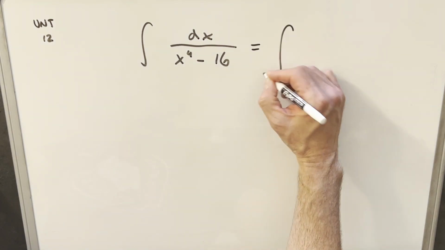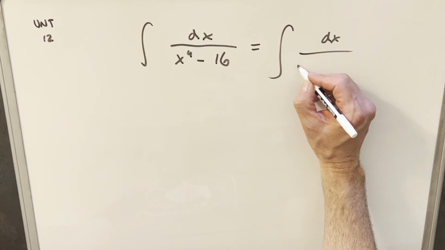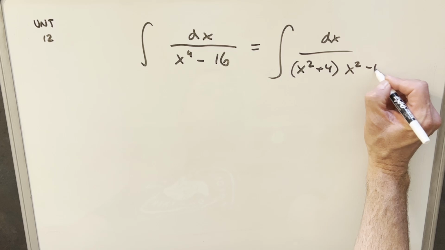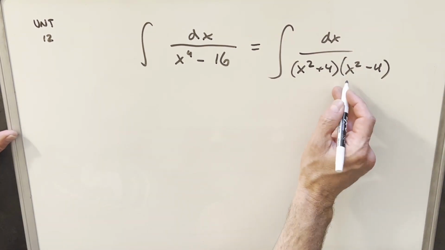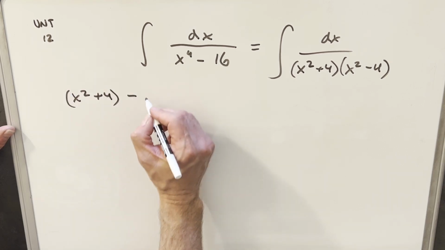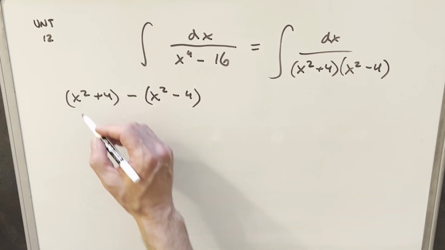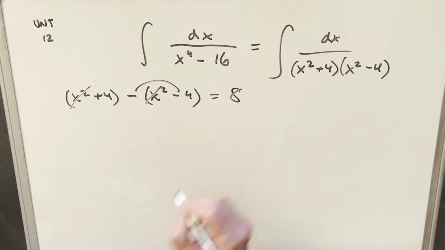So what I did to start was I just took this and factored this as a difference of two squares, just noticing we could write this as x squared plus 4 times x squared minus 4. But what I want to do instead of the formal partial fractions is let's just use this denominator, and let's take our x squared plus 4. Let's see what happens if we subtract x squared minus 4. Well, if we do that, our x squared terms are going to cancel. Minus minus is plus, and we're just going to have an 8 here.